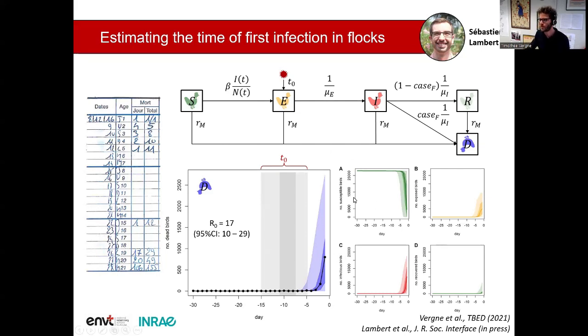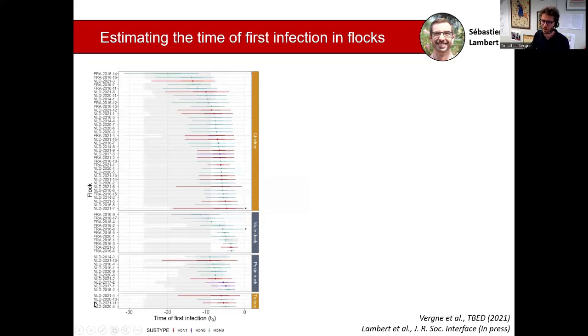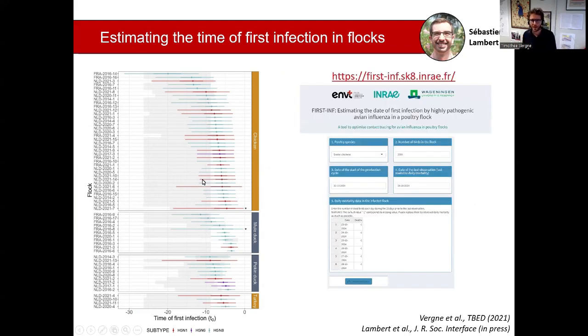We applied this approach to many different flocks from the Netherlands and from France, from different epidemics from 2016 to 2023. These graphs represent the different estimations of the time of the first infection in all these flocks. In the end, we developed an online application to provide support to those who have to make an outbreak investigation, so that they can estimate the most likely time of the first infection and focus their energy on this period instead of spending a lot of time investigating periods that are not relevant.